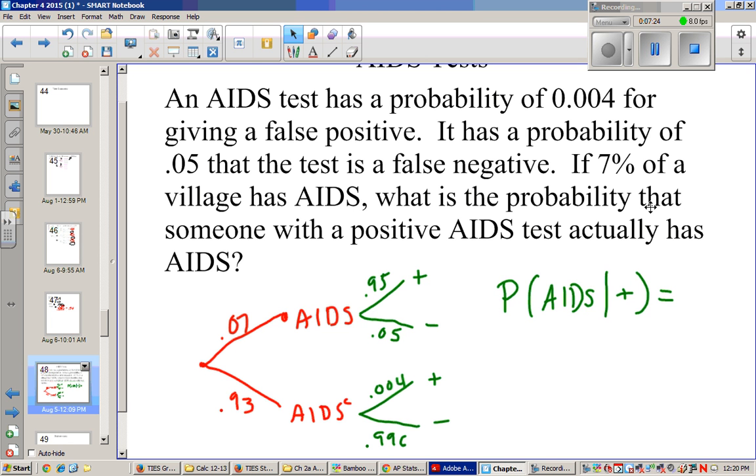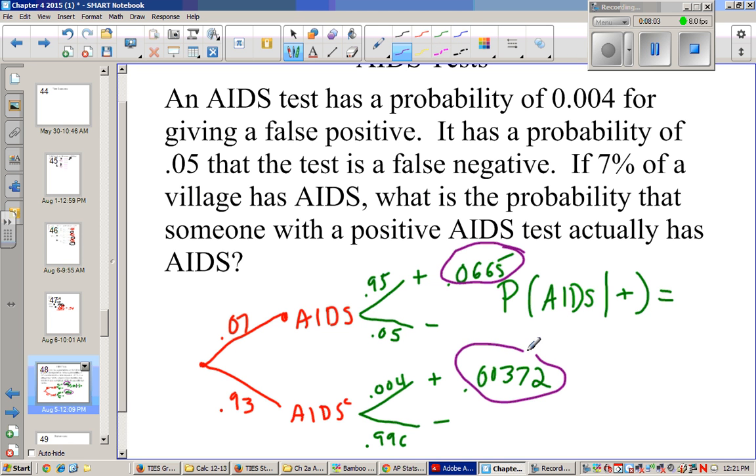Important question. So first we have to look at the probability that it is positive. So we go through and multiply these numbers. So 0.93 times 0.004 is 0.00372. And the probability that they get a true positive, 0.07 times 0.95. That's 0.0665.